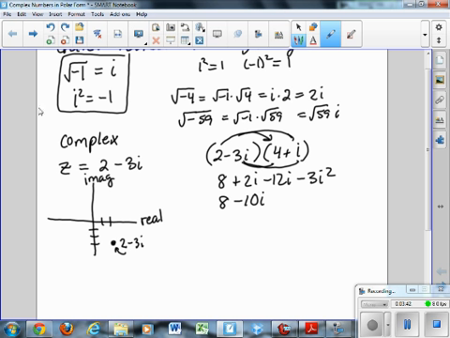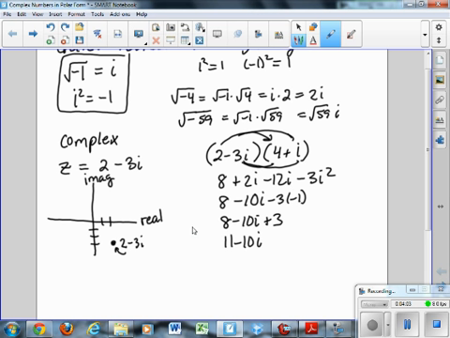Well, there's my little i squared. Whenever you see i squared, that's negative 1. So that's minus 3 times negative 1, which would become plus 3. So I have 8 minus 10i plus 3, or 11 minus 10i. So every time you see an i squared, turn it into a negative 1.